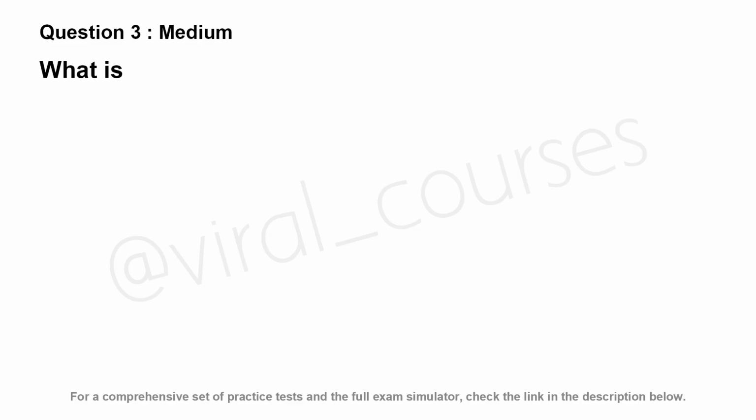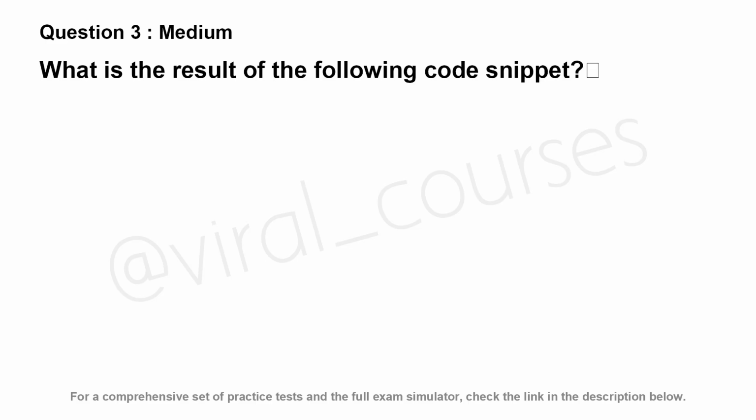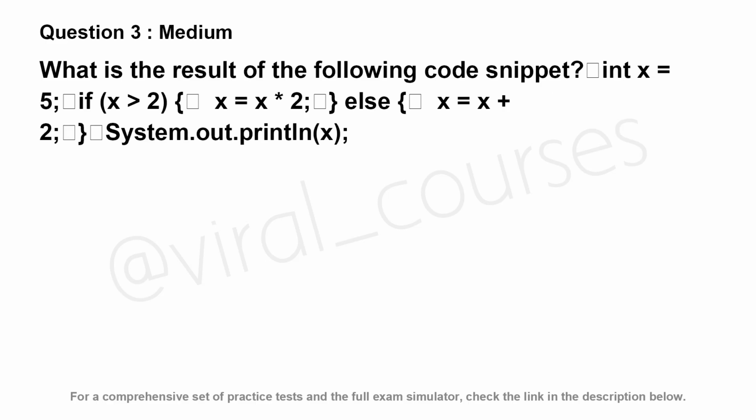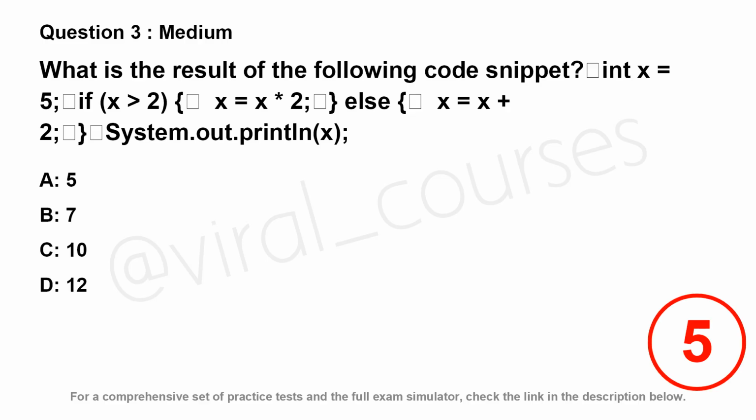What is the result of the following code snippet? int x = 5; if (x > 2) { x = x * 2; } else { x = x + 2; } System.out.println(x). Option A, 5. Option B, 7. Option C, 10. Option D, 12.